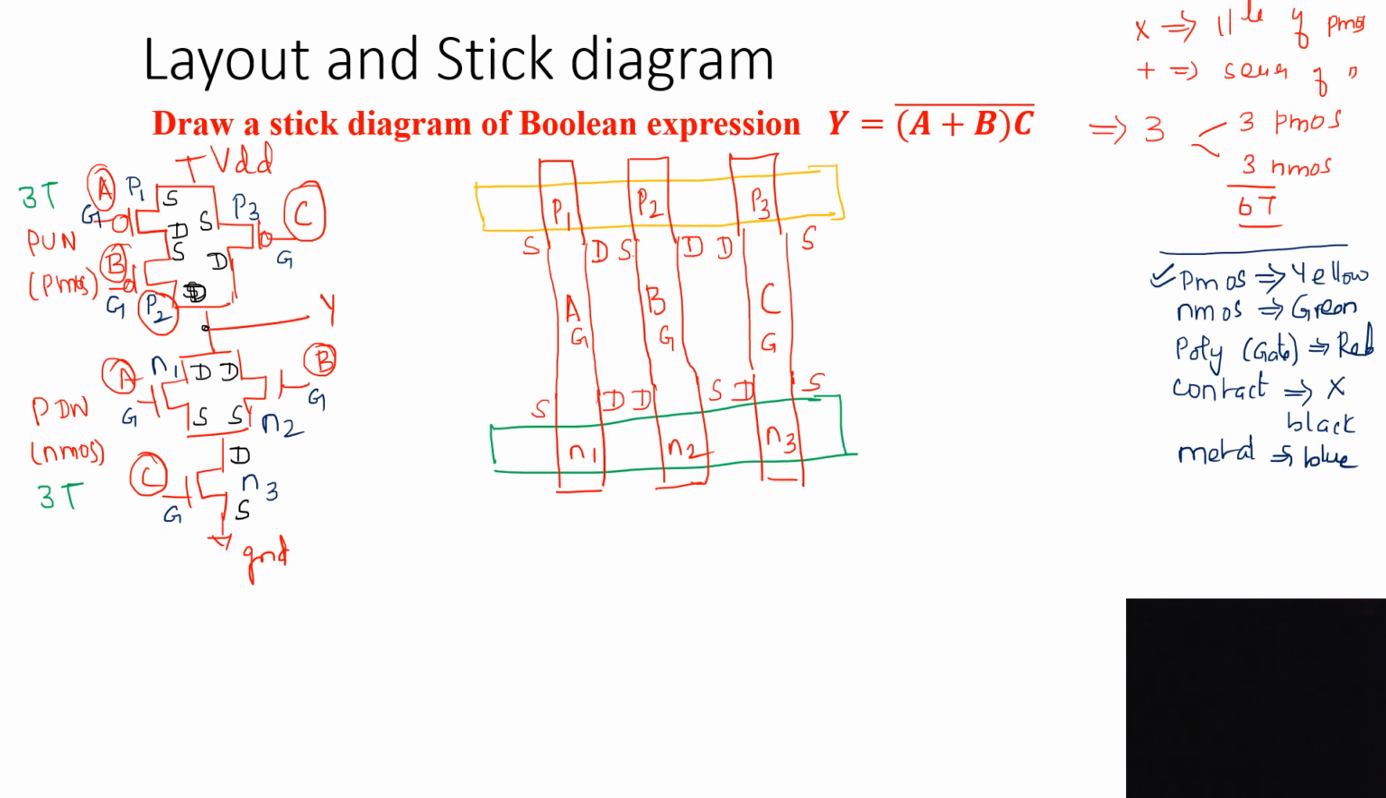So for the connection, first we have to place the contact. For that I will take the black color. Where we have to place the contact means, see here, P1 source is connected to supply VDD and P3 source is also connected to supply VDD. So I will place the contact over the P1 source and P3 source. Both will be connected to supply VDD. Okay. For that we have to use the metal color. So I will take the blue color.